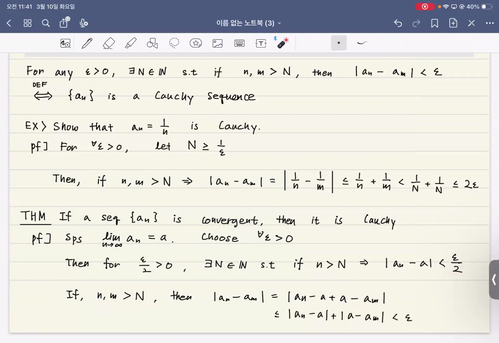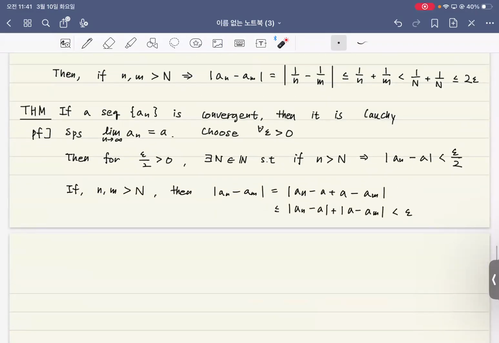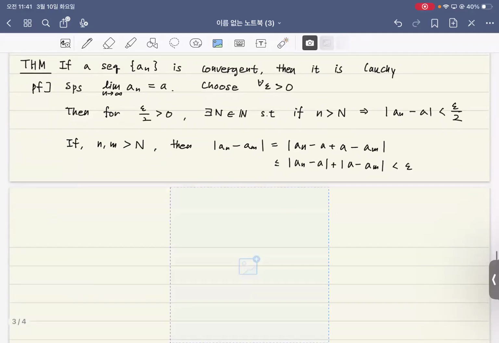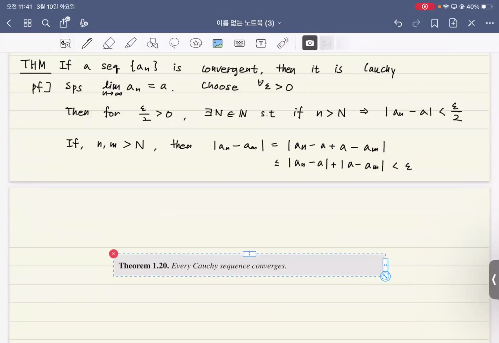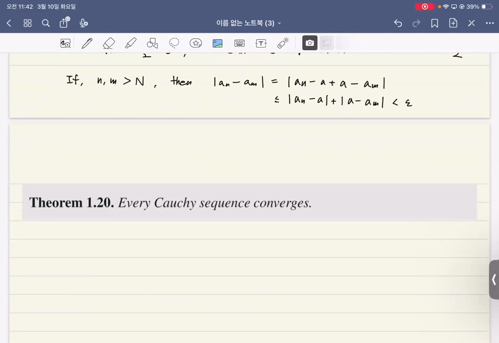All right, so the conclusion is, for any epsilon, I could find the integer N, and if those two indices are greater than this integer N, then the difference between these two terms is guaranteed to be less than epsilon. So this is a Cauchy sequence. Okay, so this is good. Now, time to prove the other way around, the converse of the statement. Every Cauchy sequence must be convergent.